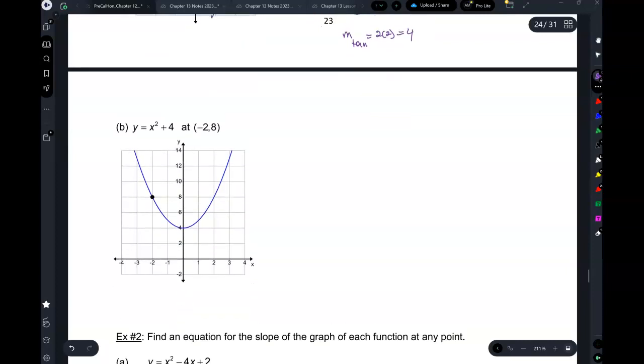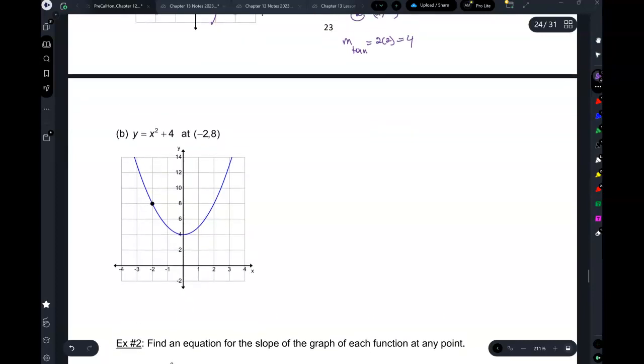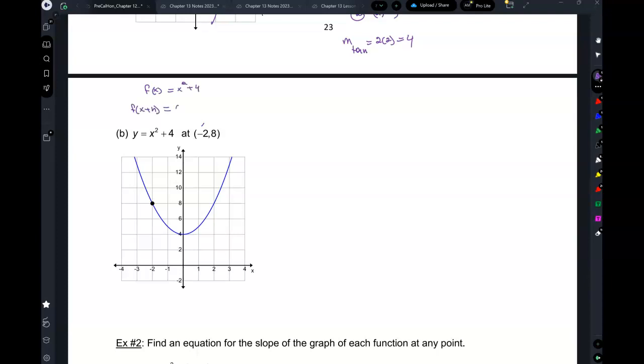x squared plus 4 at (-2, 8). So again, f of x is x squared plus 4. f of x plus h is (x plus h) squared plus 4. You can do this whole thing within the fraction, but I like to do a little preliminary work. So x squared plus 2xh plus h squared plus 4. Okay, so we need to find the slope of the tangent line.